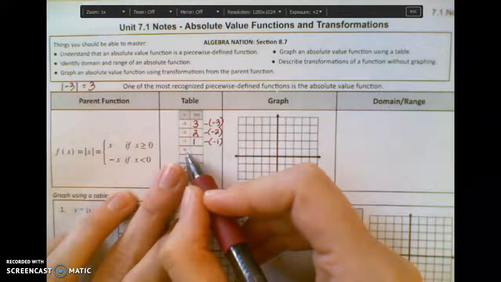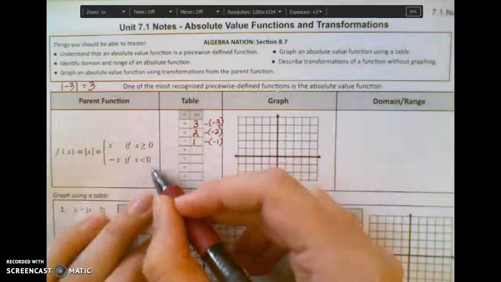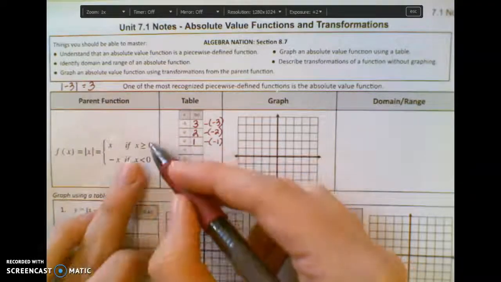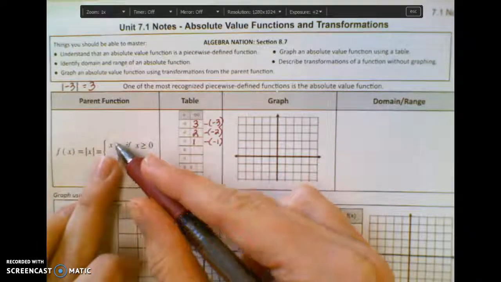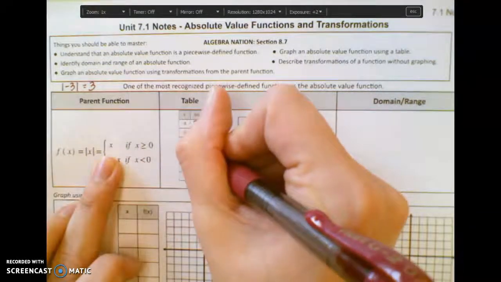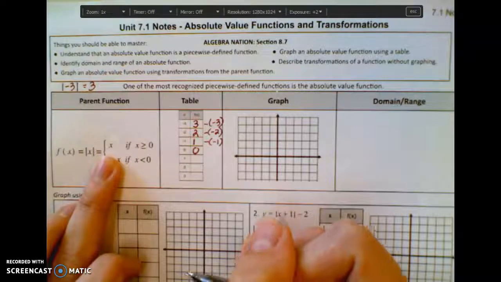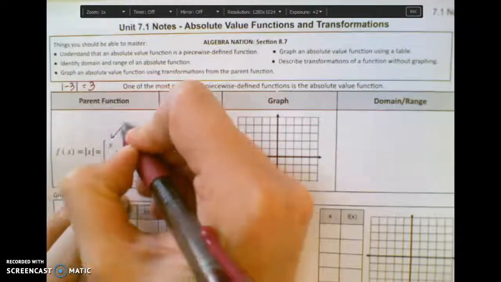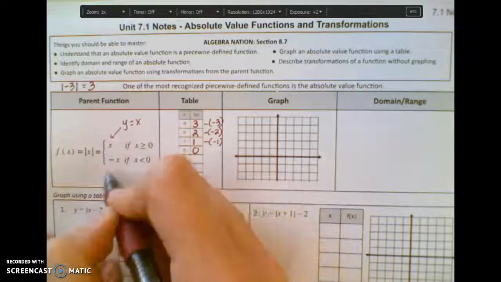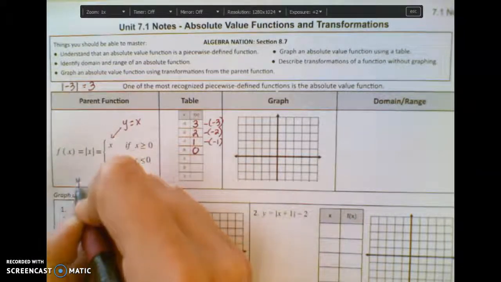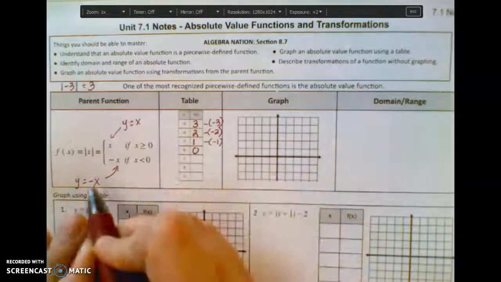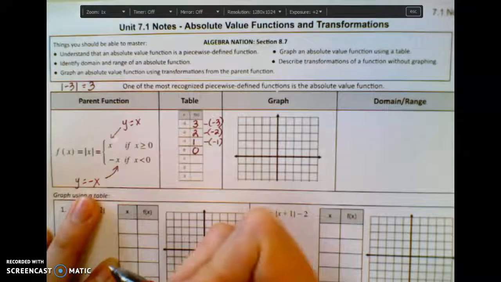Now 0. This one we have to be more careful. Which of these includes 0? It is the top one. So because 0 is included here, we're just going to plug 0 in for x. Well, if I replace x with 0, then my y value is 0. Because this is the same as having y equals x if x is greater than or equal to 0, and this is the same as having y equals -x. So we're taking our x values and we're plugging them in to find our y values.